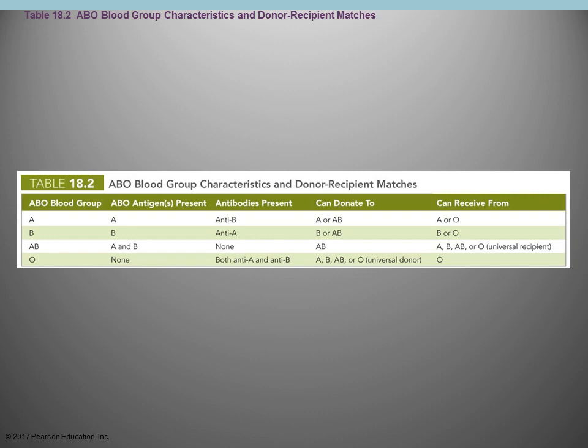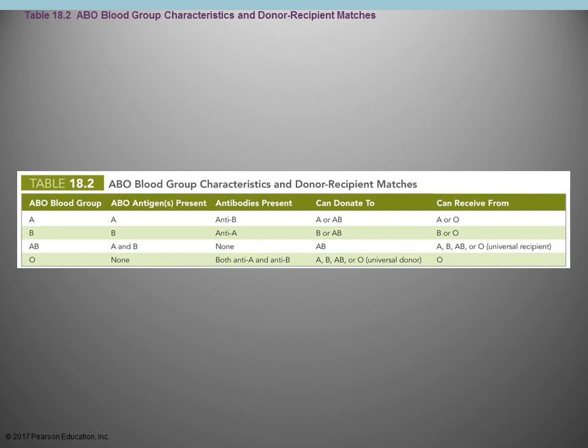So, the top row, if you're a type A blood, you have anti-B antibodies, which means you cannot receive anything that has the B antigen on the red blood cell surface. So if you look at that second column of the antigens present, that means you cannot get type B or type AB blood, because both of those have the B antigens, which would combine with your anti-B and start the whole clotting and complement. So you can only receive type A or type O.